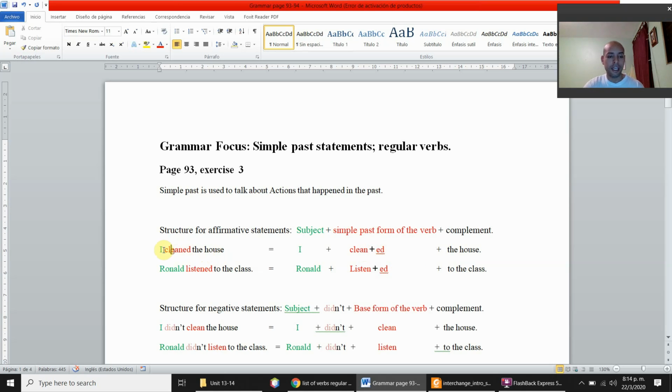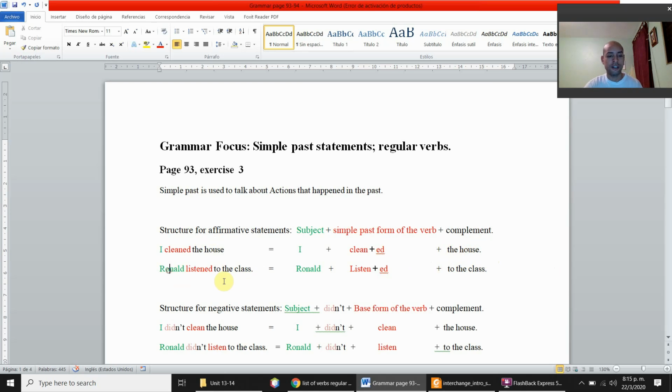For example, I cleaned the house. I cleaned the house. This is I, the subject, clean, the normal form of the verb, clean, plus ed, plus the complement. In this case, is the house. I remind you, it's not necessary to use a complement. It's optional. Complement is always optional.